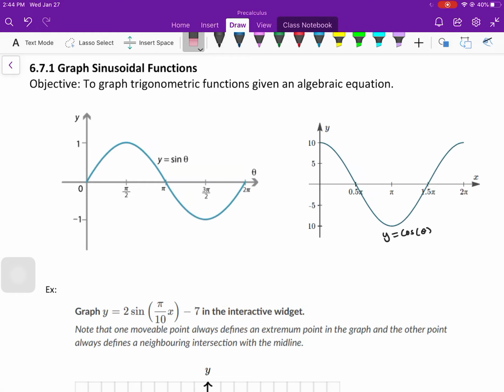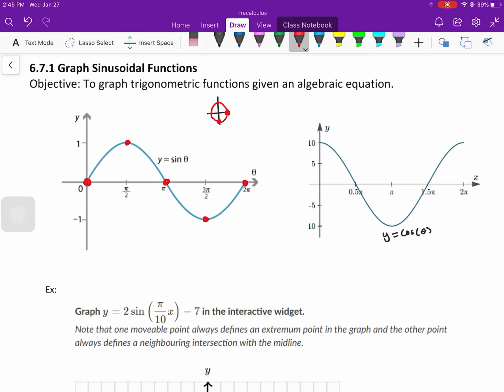So sine starts at 0. Think of the unit circle. When you're at the beginning of the unit circle, the y value is 0. Then the y value becomes 1. That's what you see here. Then the y value becomes 0 again. That's what you see here. Then the y value becomes -1. That's what you see there. And then last it ends at 0 again. So that's what sine does.